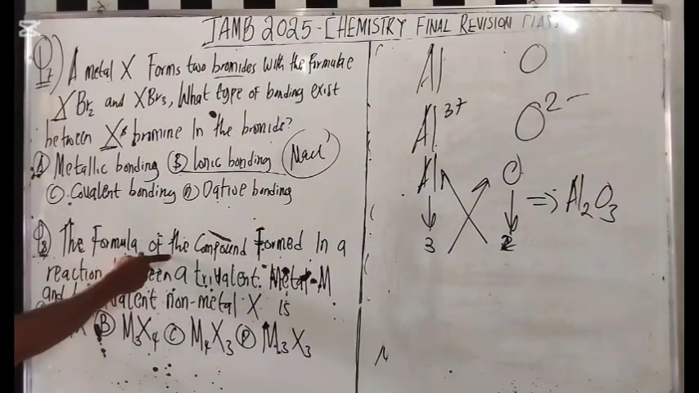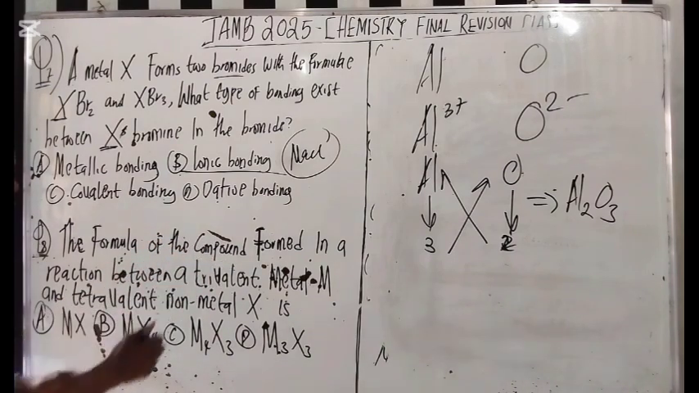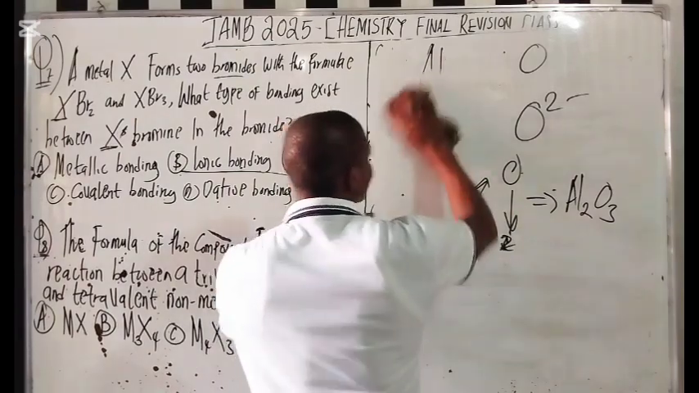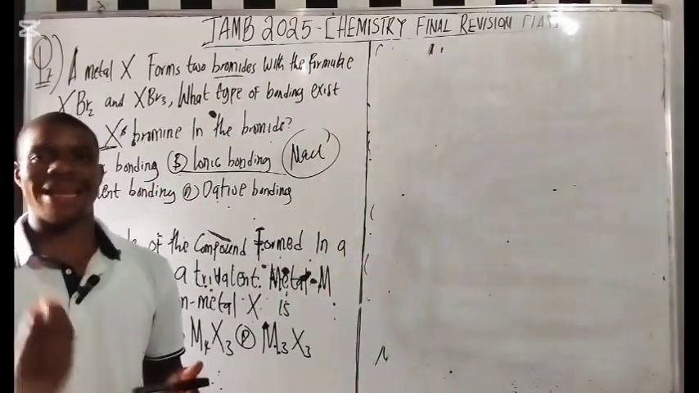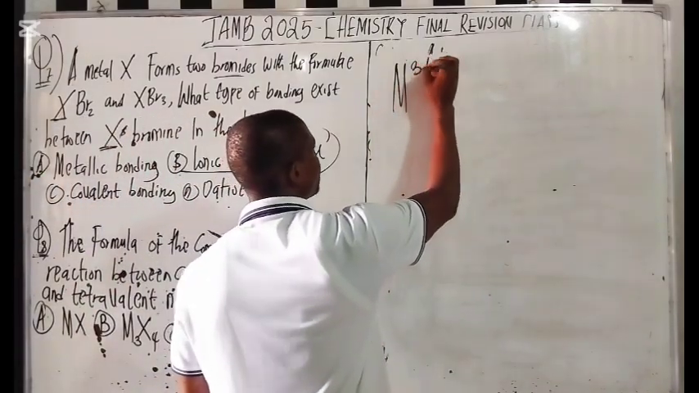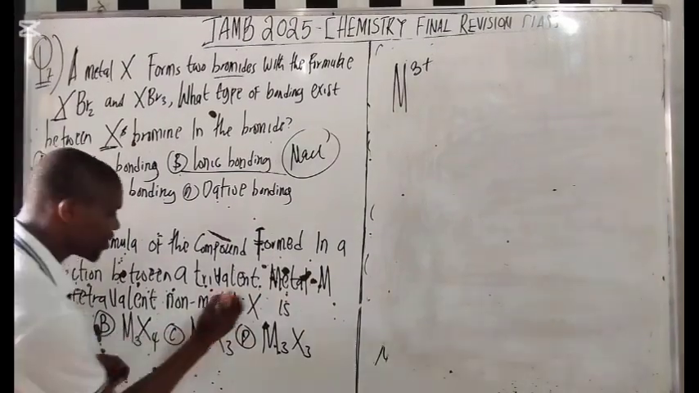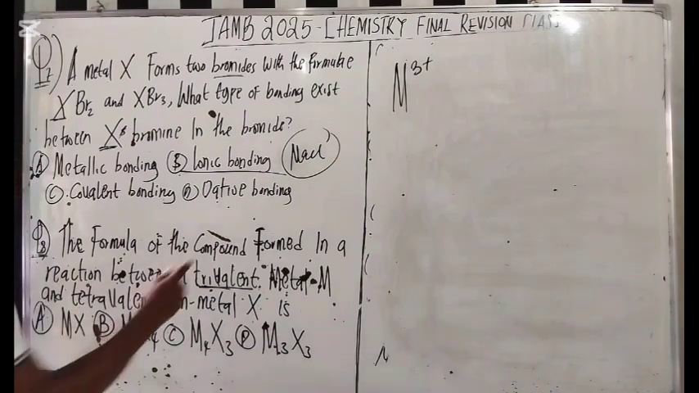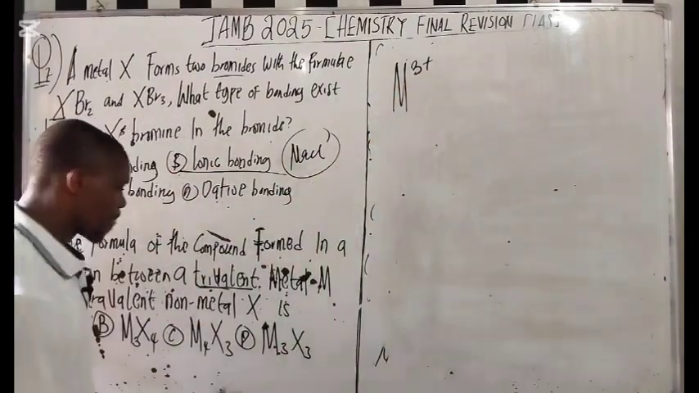The formula of the compound formed in a reaction between a trivalent metal. That means the metal is called trivalent, just like this one here. So let me write this out. The metal is trivalent and is M, so it's going to be M raised to power 3 plus. Why? Because tri means 3, and valent means the ion. Because it says metal, that's why we put a plus here.